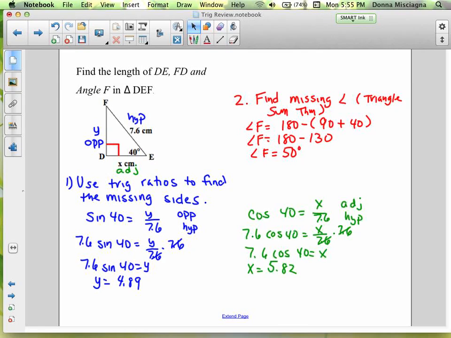If you look at that and you go, okay, well 90 and 40, I need 50 more degrees, you can do that in your head, that's fine. You don't have to show your steps for triangle sum theorem. I trust that you can subtract, right? But do show your steps for solving with Pythagorean theorem if it's not a Pythagorean triple, for solving with trig ratios, and solving for angles using inverse trig ratios. For those you need to show your work. I'm fine if you wrote angle F is 50 degrees and didn't show me how you got it. I'm okay with that.